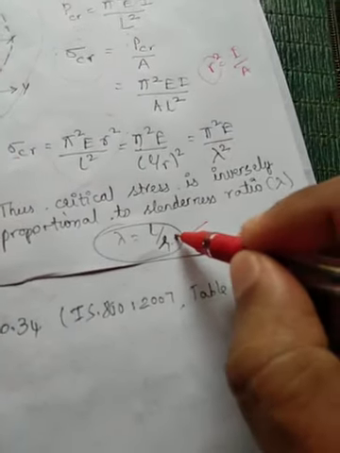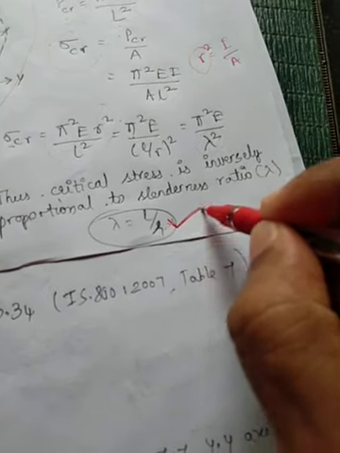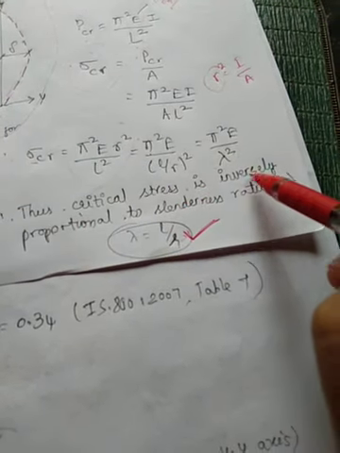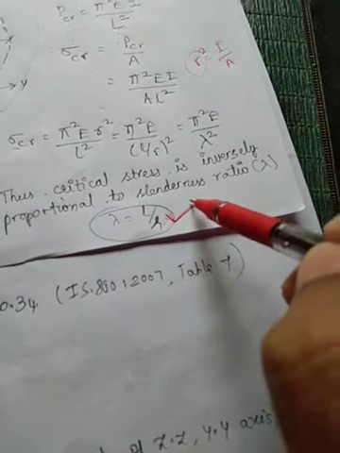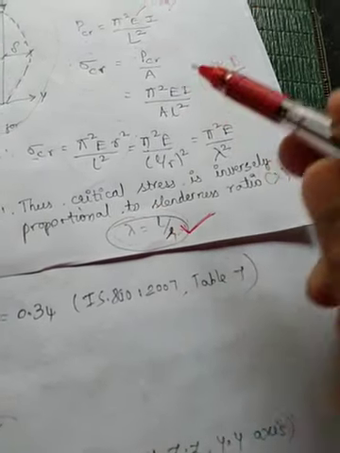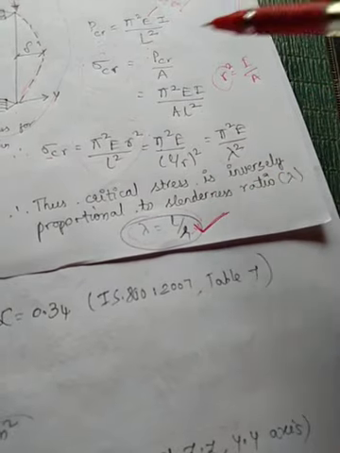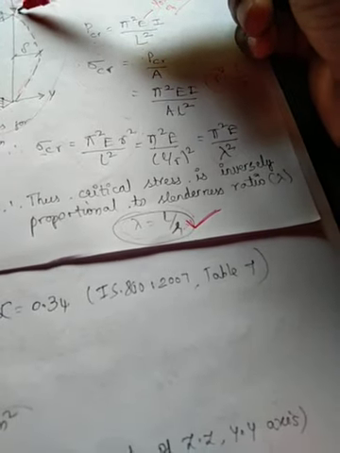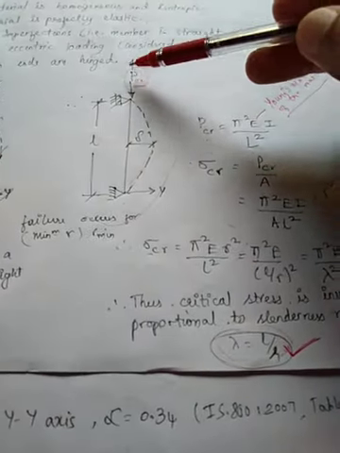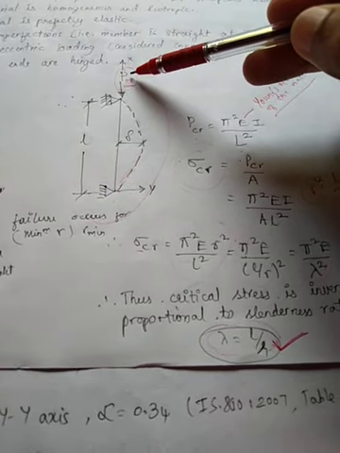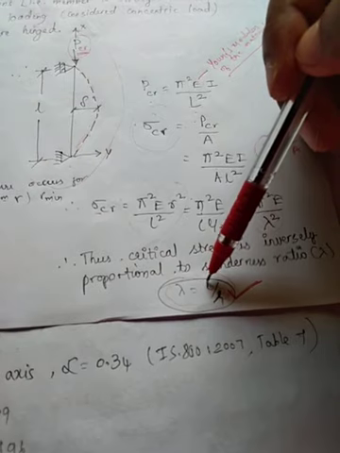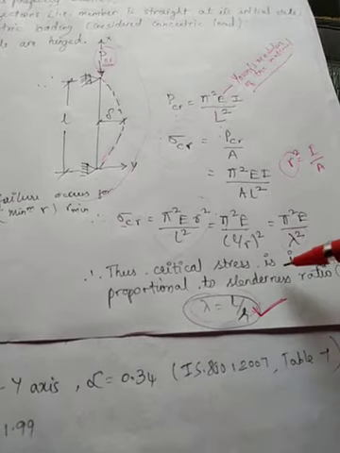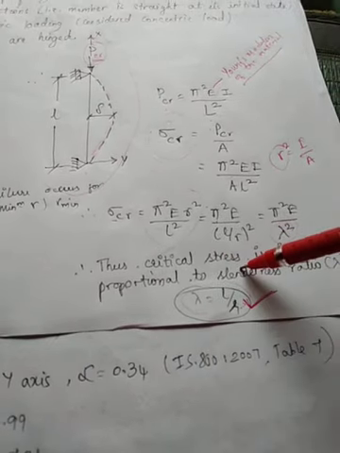Lambda is called the slenderness ratio. So this critical stress is inversely proportional to slenderness ratio. What it means is, if the lambda value increases, the stress gets reduced in the column. The load carrying capacity of these columns gets reduced if the slenderness ratio value increases. So lambda is inversely proportional to critical stress.